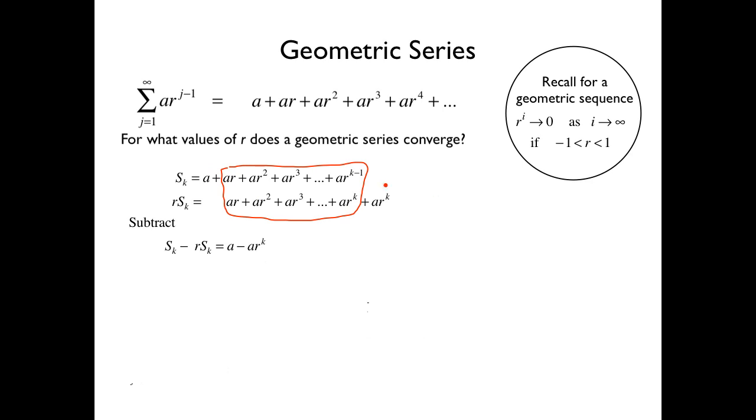Yeah, this would be k minus 1 right here. Yep. Sorry, was that confusing? That should be k minus 1. Is it okay?